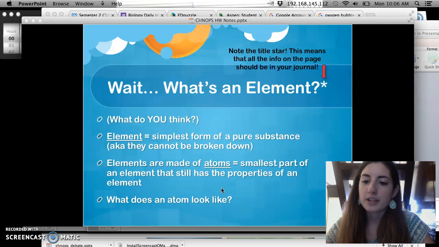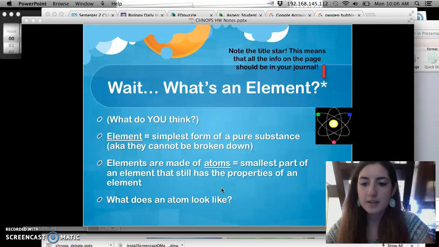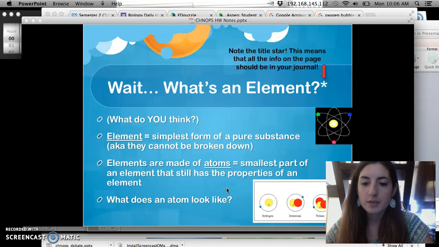What does an atom look like? This is an atom. This is a drawing of an atom, at least. These are also atoms. An atom of hydrogen looks different from an atom of deuterium, looks different from an atom of tritium. That's because atoms are the smallest part of an element that still have properties of that element. So these are the properties that make a hydrogen, these are the properties that make a deuterium.